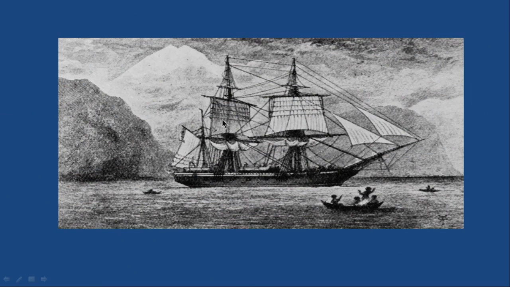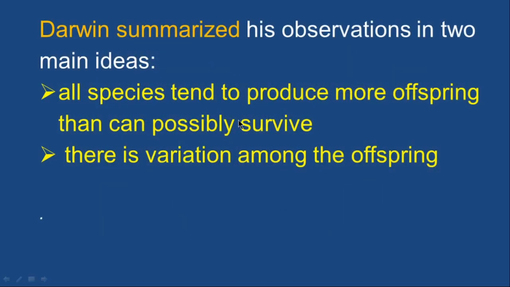So after observing that situation, Darwin summarized his observations into two main ideas.